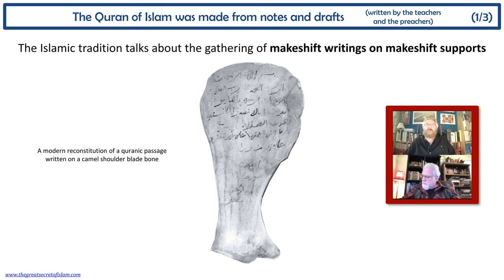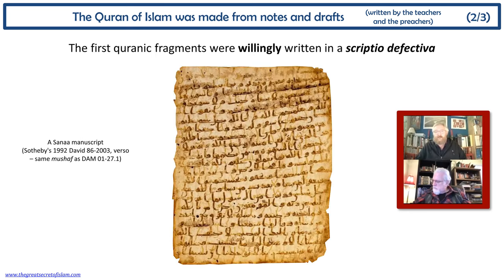Another clue, it's not really a proof, those are only clues, but another clue is the scriptio defectiva, which means the defective alphabet of the first Quranic fragments. For example, in one of the oldest manuscripts that was found in Sana'a, which is DAM 0127, we see that the writing had no diacritical marks, no vocalization marks, and that it was a sort of defective scripture, which is called by scholars scriptio defectiva.